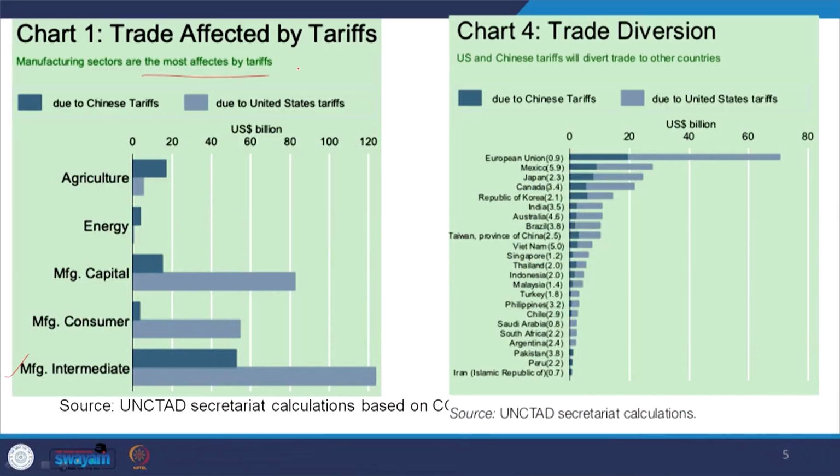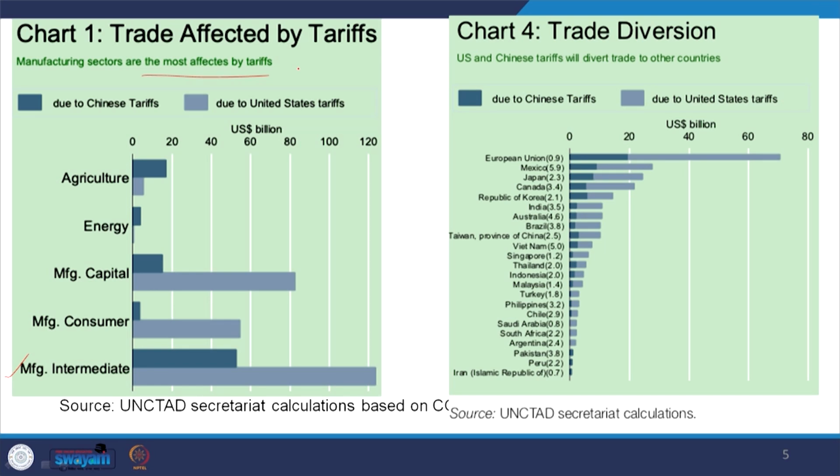Now, if we try to understand trade affected by tariff, out of the broad important 5 sectors presented in this table, it is easily visible that manufacturing intermediate products, especially manufacturing products mentioned at the bottom, are the most affected sector so far as tariffs are concerned. So, the manufacturing sector is the most affected by tariff, whereas energy or agriculture is least affected.